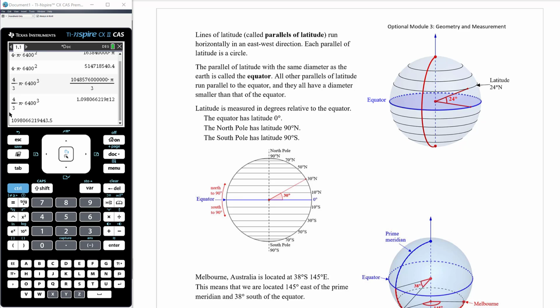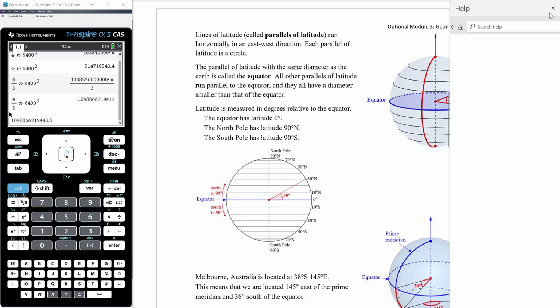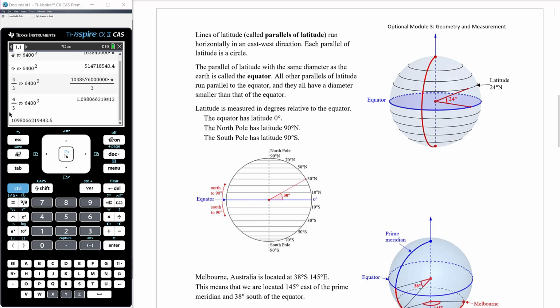So the equator has a latitude of 0 degrees. The North Pole has a latitude of 90 degrees north, and the South Pole has a latitude of 90 degrees south. Okay, so here, for example, in this 3D diagram that I've got here, you can see that I've marked a parallel of latitude at 24 degrees north.